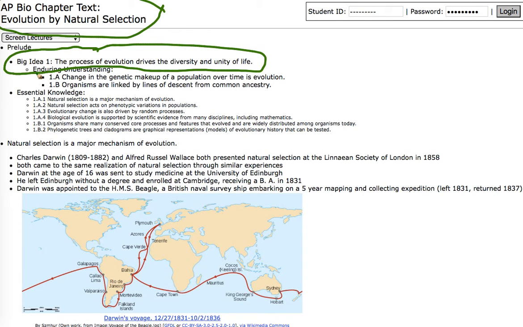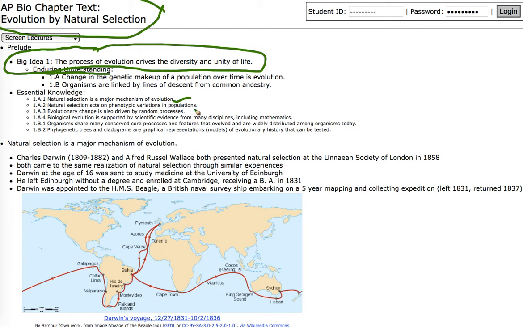Now, the enduring understandings that we're hoping to gain in this chapter are twofold. First, change in the genetic makeup of a population over time is what we call evolution, and organisms are linked by lines of descent from common ancestry. So in other words, we came from common ancestors, and as we change the genetic makeup of our populations, we're evolving. The essential knowledge that we're going to go through here: natural selection is a major mechanism of evolution, but it's not the only one.